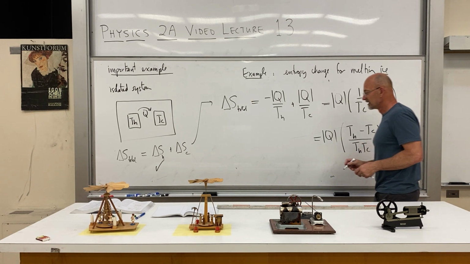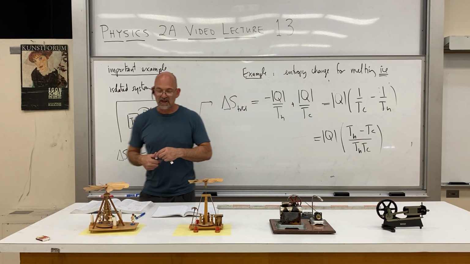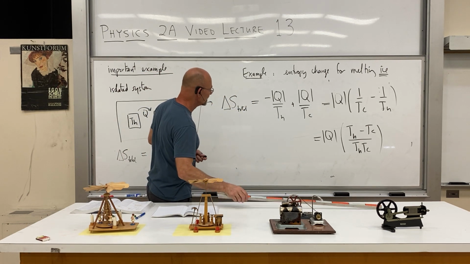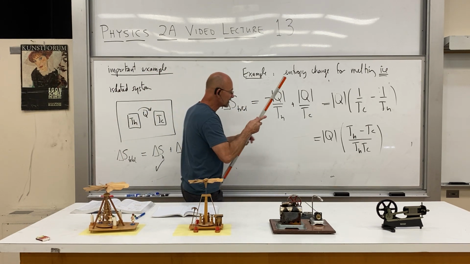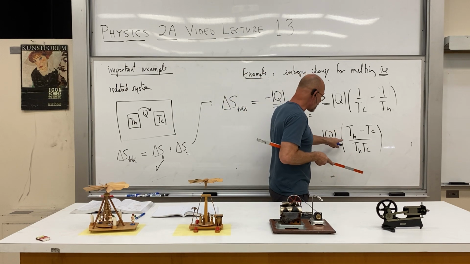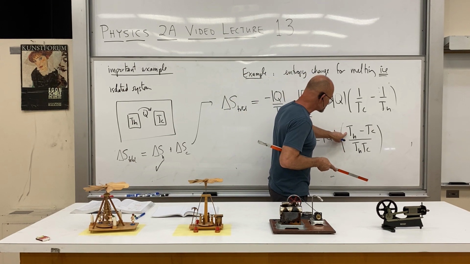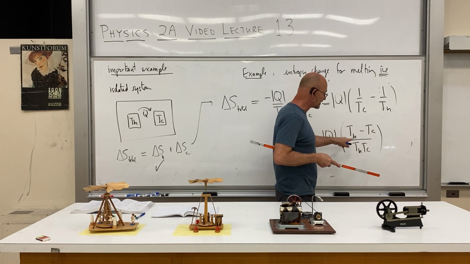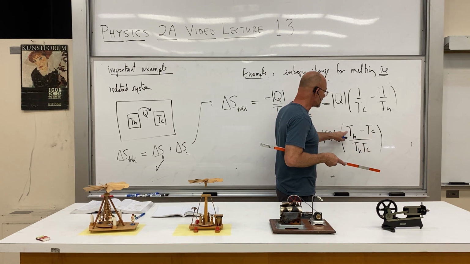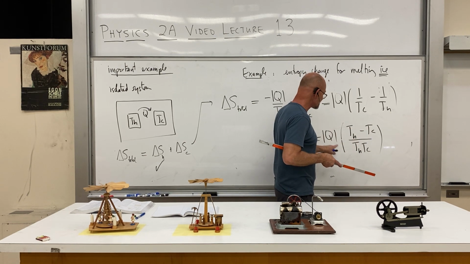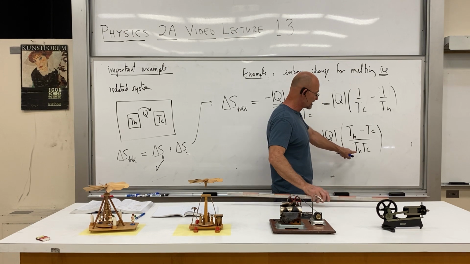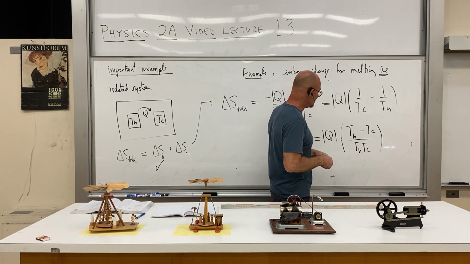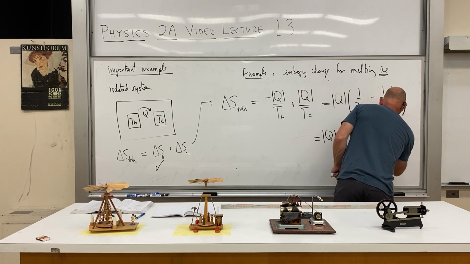Now what's the punchline here? The punchline is that this is always positive. T_H is always greater than T_C. This means higher temperature, lower temperature. So this minus this is always positive. Everything else in here is positive because these are all kelvins. Therefore, this is greater than 0.